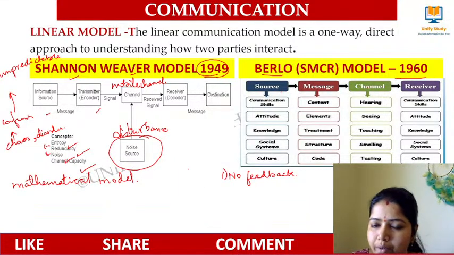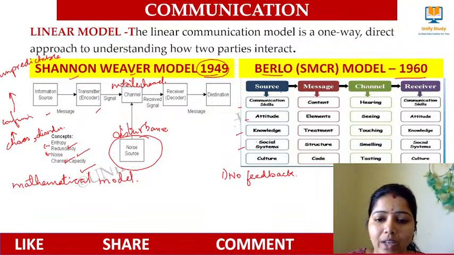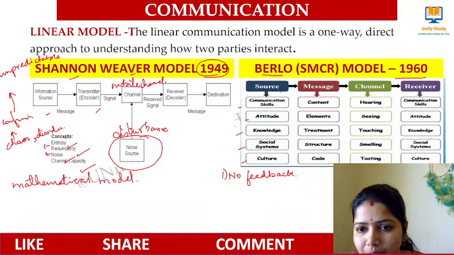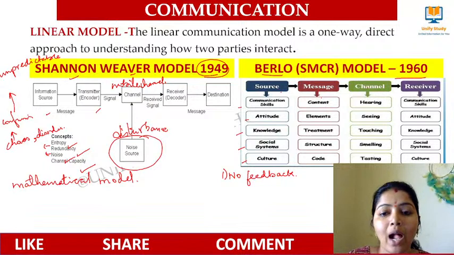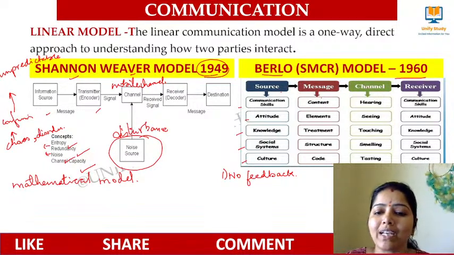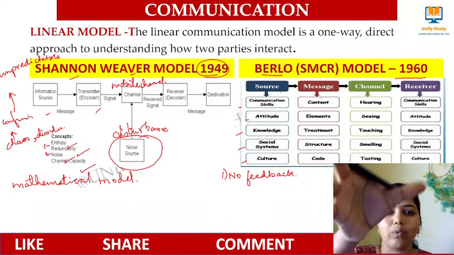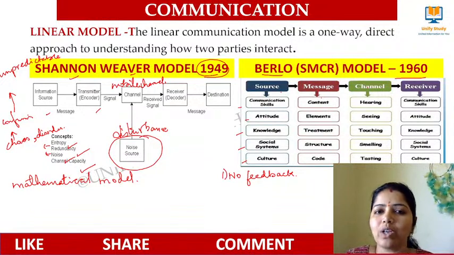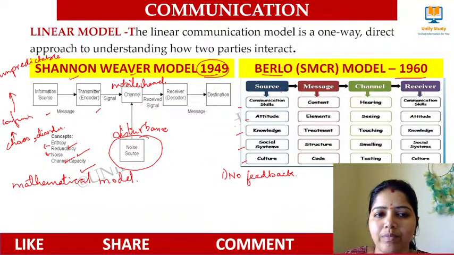Both the source and the receiver will be identified by their own communication skill, attitude, knowledge, social system in the society where they live, and the culture. Similarly, the receiver. And the message means what? Whatever message I convey, there is a content I am telling you, right? And the elements I use to convey these things to you, what treatment I use, using what structure I deliver to you, and using what code. Here I am using English as a code to deliver the content to you. So these are all about the Berlo SMCR model.